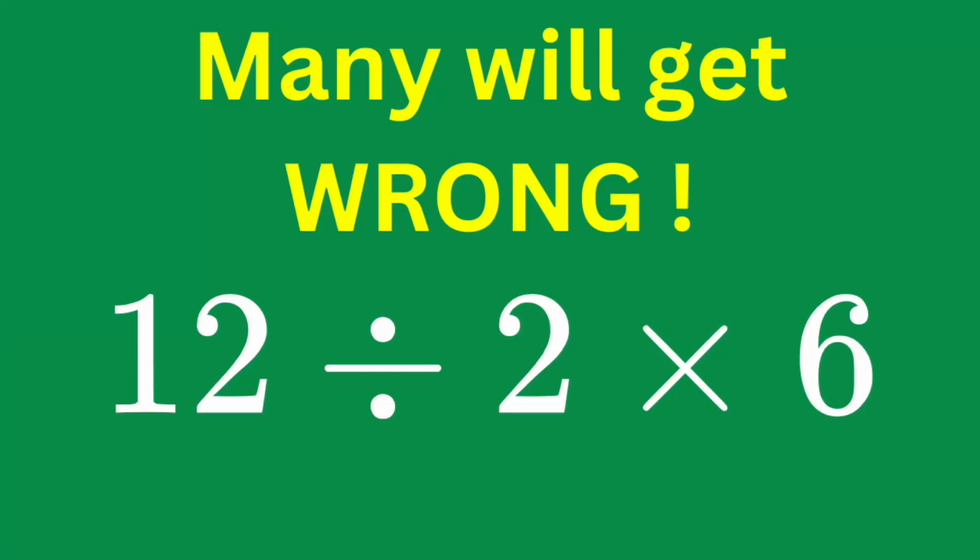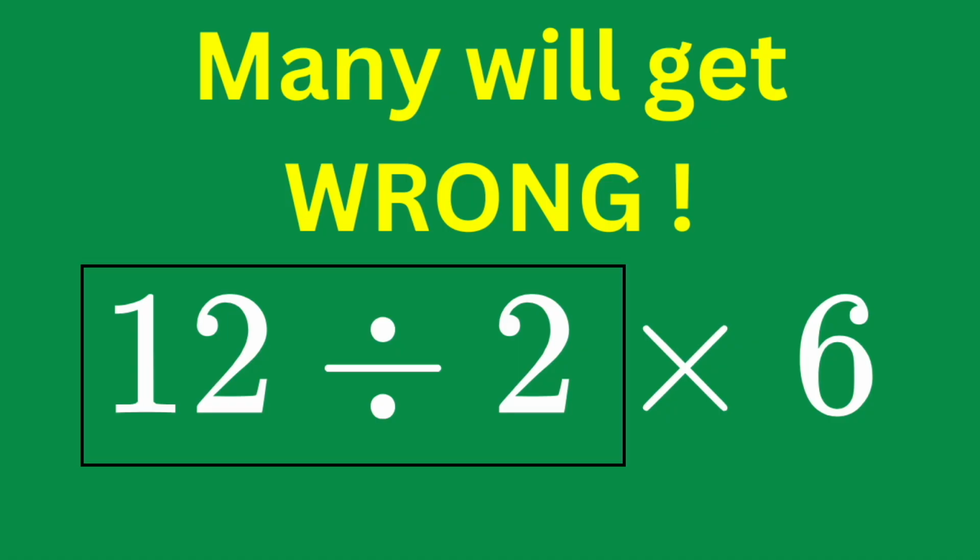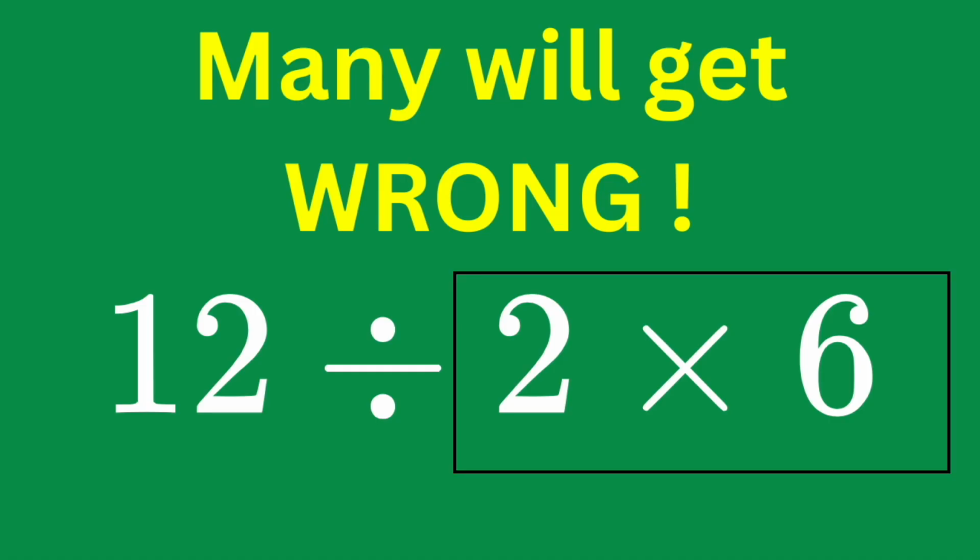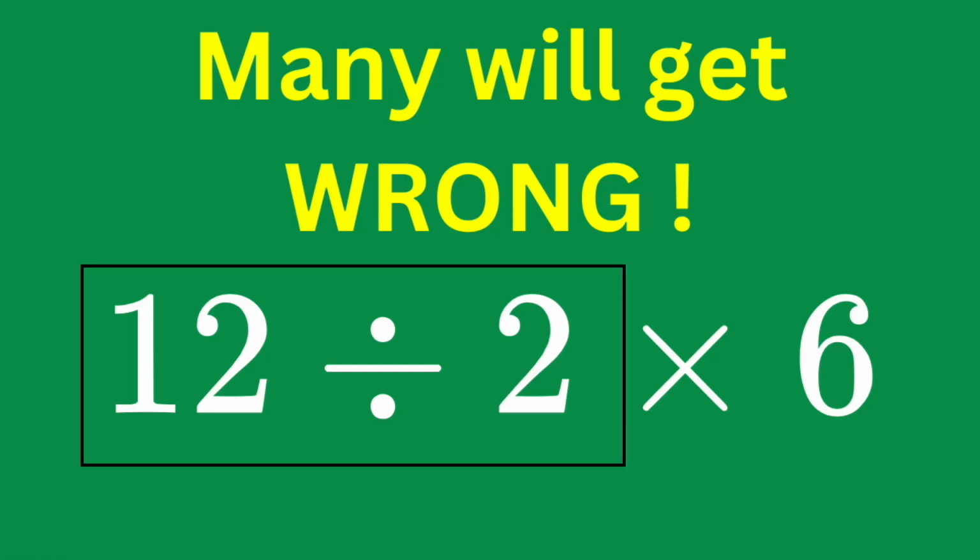So what's the right answer here? 12 divided by 2 times 6. There aren't a lot of choices here. We have a division and we have a multiplication. Do we do the division first, 12 divided by 2, and we'll get a final answer of 36? Or do we do the multiplication first, 2 times 6, and we'll get a final answer of 1? So it turns out 12 divided by 2 is the correct order.